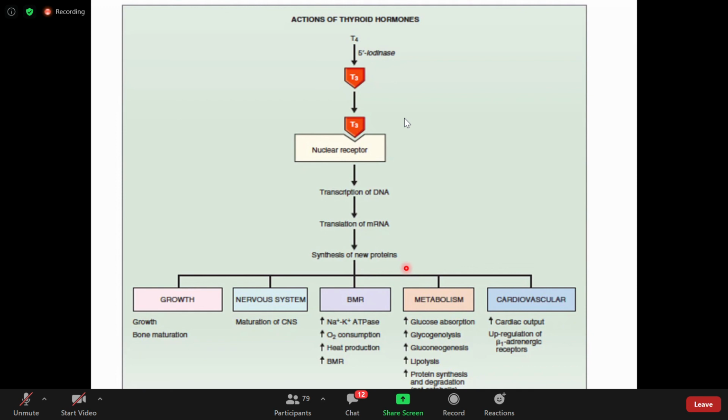Again, there's a question about TBG. In liver failure and similar conditions where less TBG is produced, does that also appear euthyroid? No.